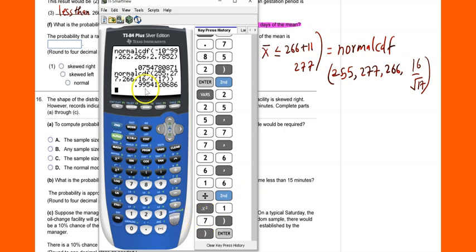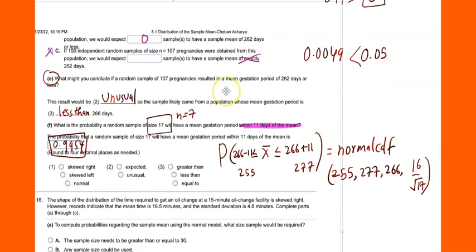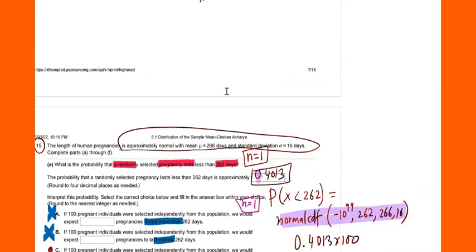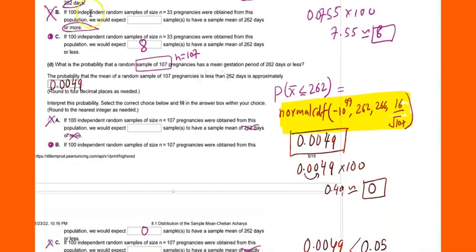Press enter. I get 0.9954. Okay, and that's the answer, 0.999954. Does that make sense to you? All right, that's how you do question number 15. It's quite long, but that's how you do it. Okay.